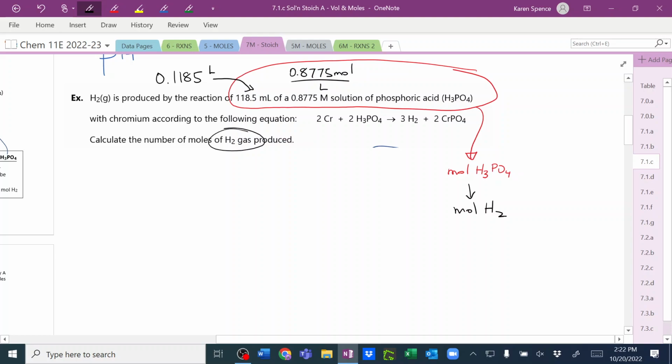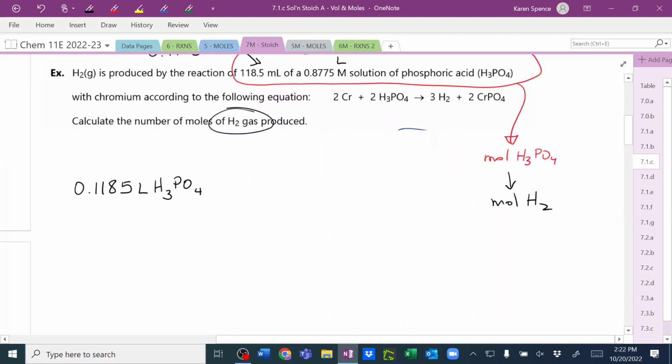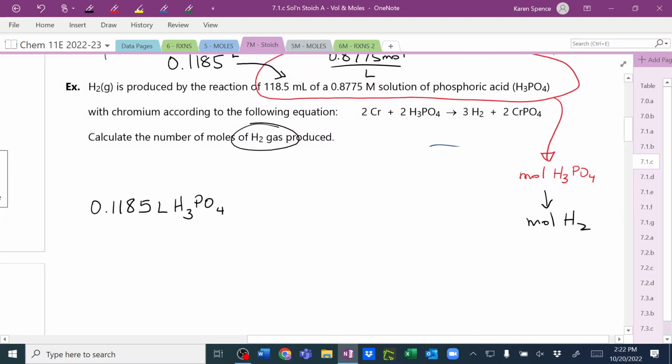So we're going to take our 0.1185 liters of H3PO4. And one of the things I'm going to really encourage you to do when you're doing this unit is to write your substance, because we are changing substances halfway through. Yes? We're starting with one thing, we're finishing with another. So if you don't tell me which one I have liters of, I won't know, right? Is it liters of hydrogen? Is it liters of H3PO4? I won't know.